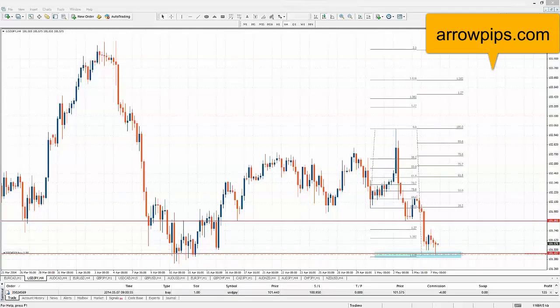So 13 pips, nice little bounce off this level. This is what you're expecting off these areas. 20 pips up at the moment. Nice little pop off this area. You can see it's a pretty small drawdown.